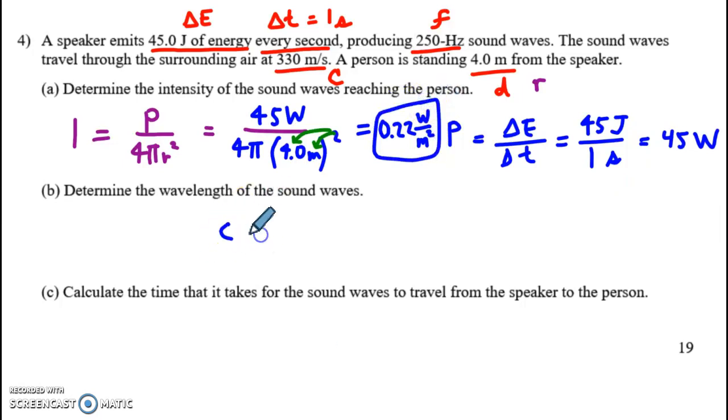To find the wavelength, we have to use c equals f lambda. We know c, the speed, that's 330. We know f, that's 250. Lambda is my unknown, so you just divide by frequency to solve. For the time it takes to travel from the speaker to the person, we do distance over speed. We know the speed of the waves, that's 330. The distance the waves are traveling to get to the person, that's the 4 meters. So we can calculate the unknown time.